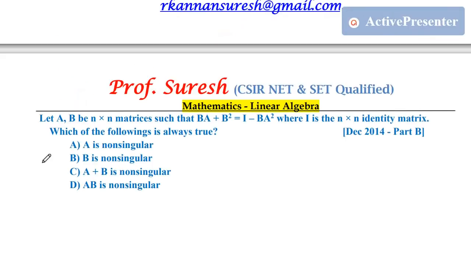Let A and B be n by n matrices such that BA plus B square equals I minus BA square, where I is the identity matrix. Which of the following is always true? A is non-singular, B is non-singular, A plus B is non-singular, AB is non-singular. Part B question.